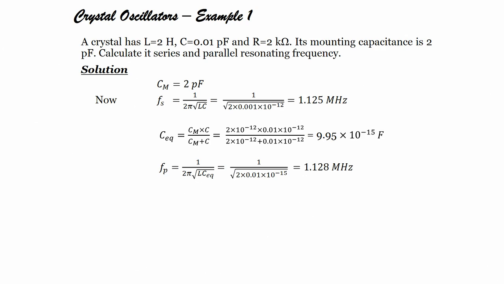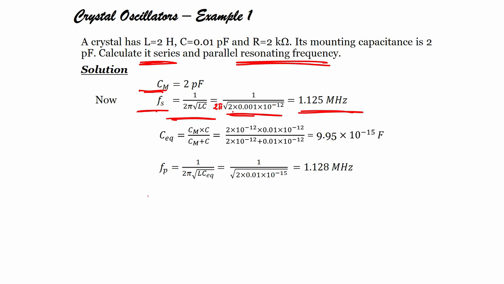The equation and the solution are also very easy. We are given CM, now we have to find FS. FS is the series resonant frequency. FS is nothing but 1 by 2 pi under root of LC. So, when you solve it, what will you get? 1.125 megahertz. If you see, L is 2 Henry, right? Then C is 0.01 picofarad, and we have to write 1 by 2 pi under root of 2 into 0.01 into 10 to the power minus 12, that will give us the FS of 1.125 megahertz.